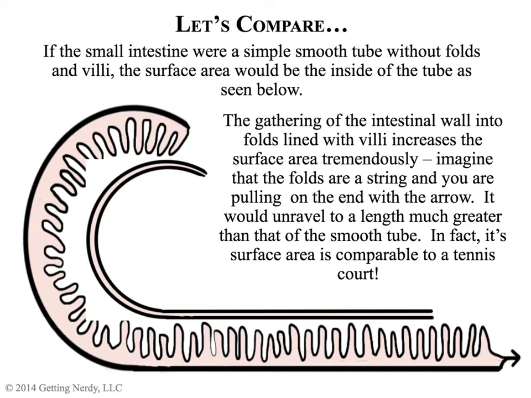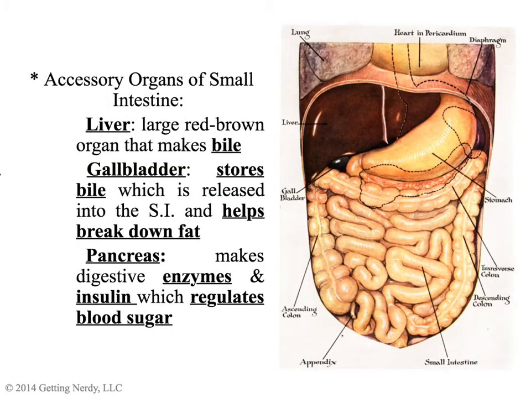We're going to pull on this. It would unravel to a length much greater than that of the smooth tube. In fact, its surface area is comparable to a tennis court. Kind of like when we studied mushrooms and the surface area underneath the cap. Same thing here, intestines.